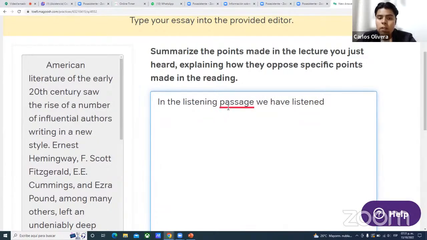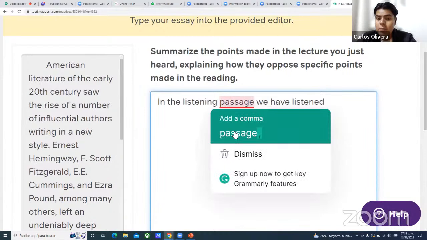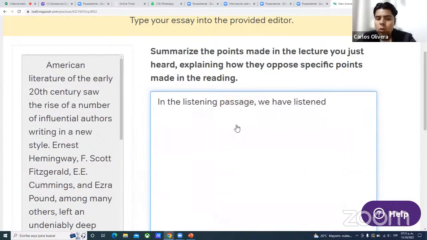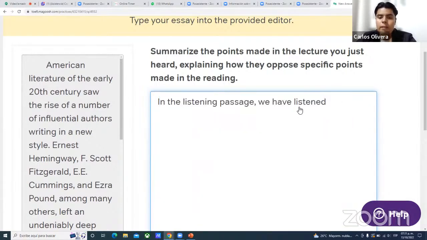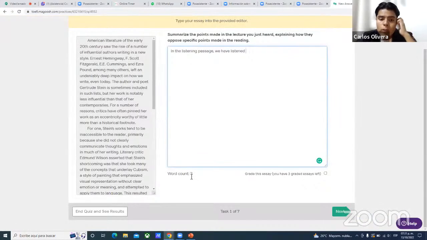Nothing or nobody is going to tell you here you have to include a comma, for example, because as I say, this happens because I have Grammarly. But on the exam, this is not going to happen. Okay, so in the listening passage, we have listened, right, etc. Now, the last thing I want to show you is that below the reply box, you will have a word counter. And this will indicate to you how many words you are writing.